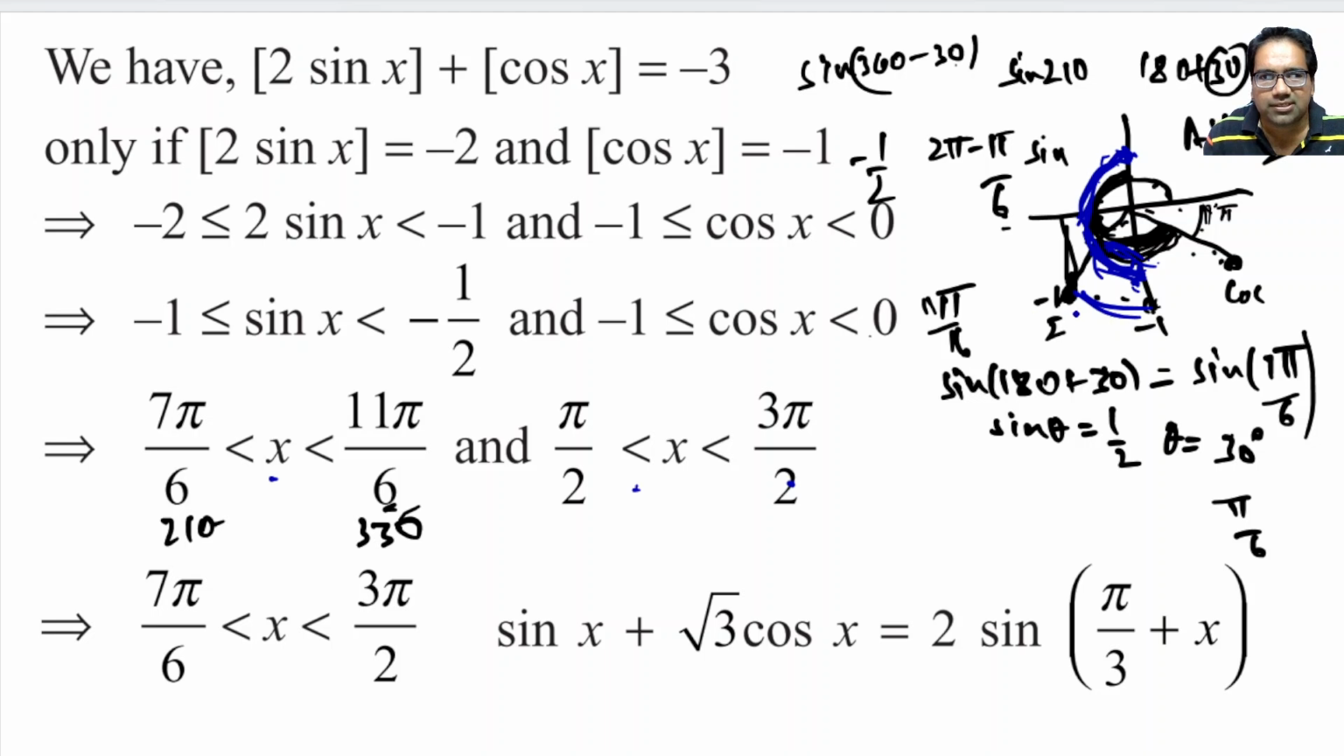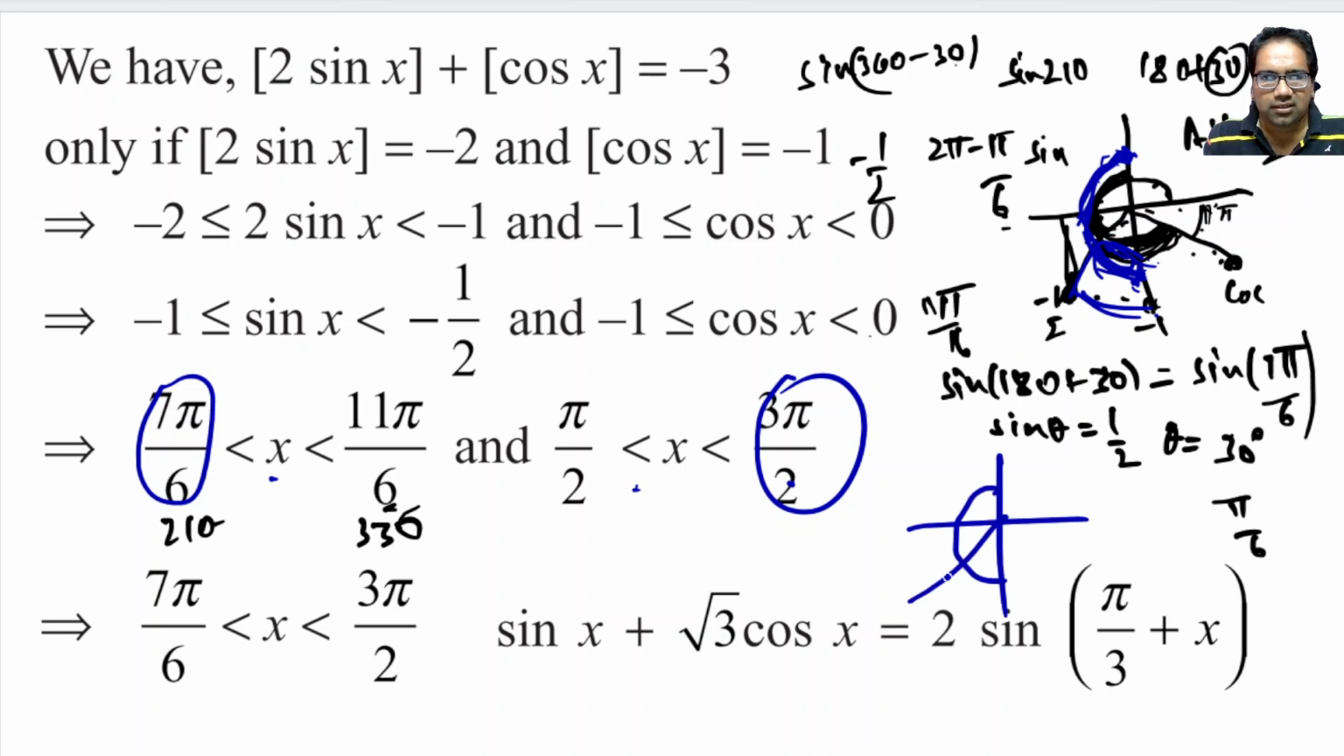Which is 7 pi by 6 to 3 pi by 2. This is 7 pi by 6 is critical here, and 3 pi by 2 is critical here. So this is the intersection of both the ranges. One range is this, another range is this. The intersection of this is 7 pi by 6 to 3 pi by 2. Very good. So we have found out what is x.